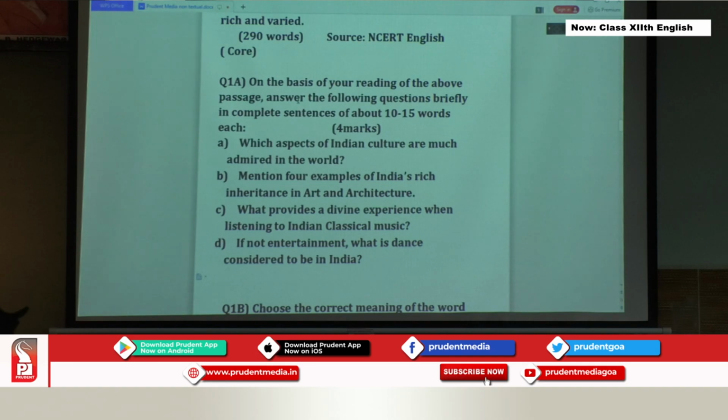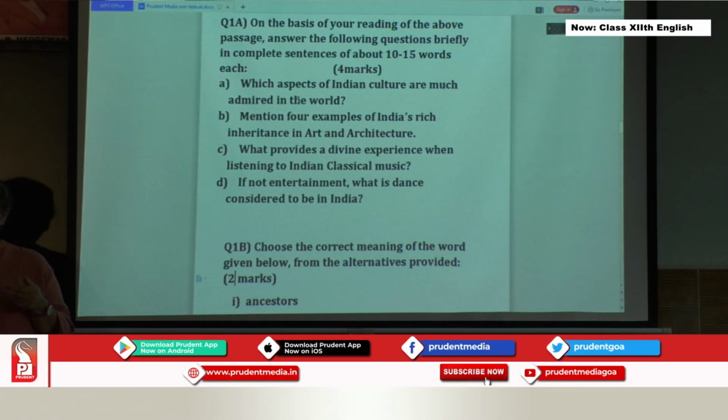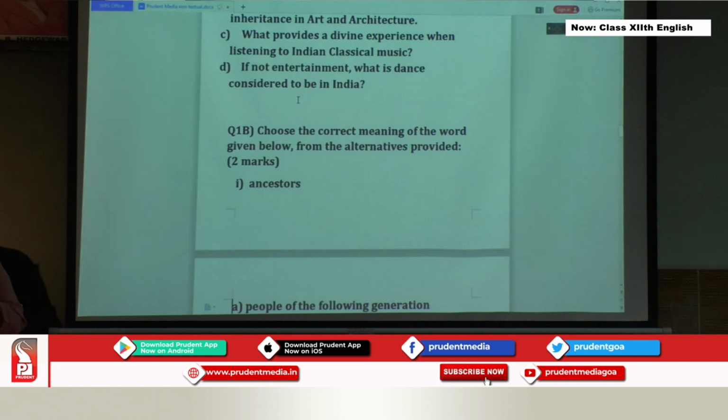Now, of course, it is preferred if you can express in your own words. That proves your comprehension. But some students may lift the material, the answer, from the paragraph. That's no problem. Okay? Now, shall we take a look at the MCQs? That's question 1B and question 1C. Question 1B reads like this. Choose the correct meaning of the word given below from the alternatives provided. Please note that one alternative may be, of course, it's up to the paper setter, it may be none of the above.